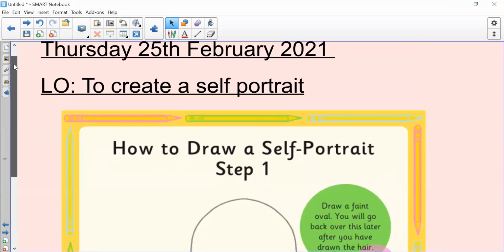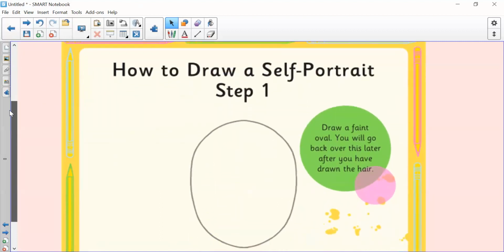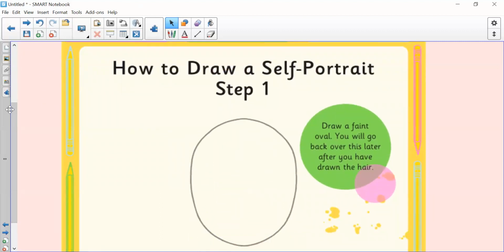Okay, so now it's your turn. This is going to be a step-by-step video, so grab your paper and resources, and pause the video whenever you need until you've completed the step. Step 1, draw a faint oval. You will go back over this later after you have drawn the hair. Pause the video and get that done.